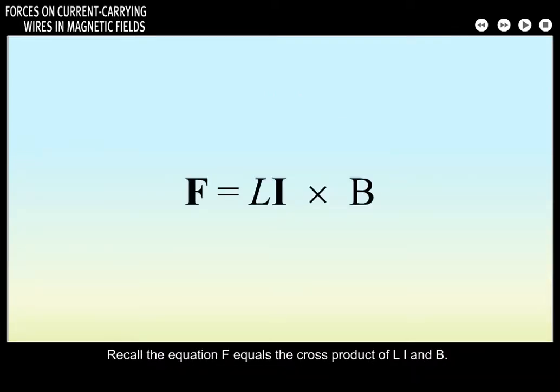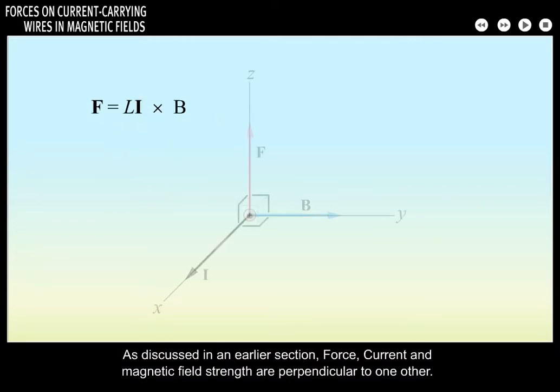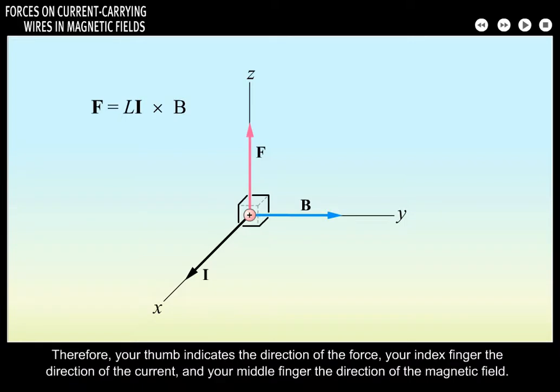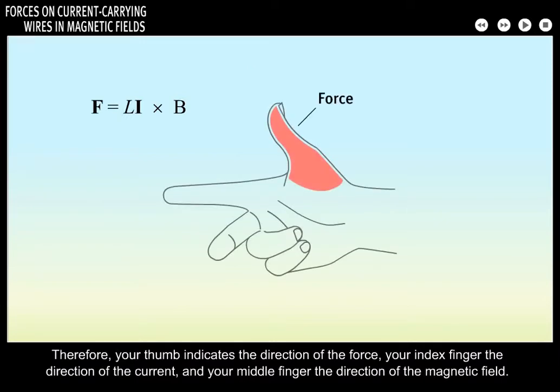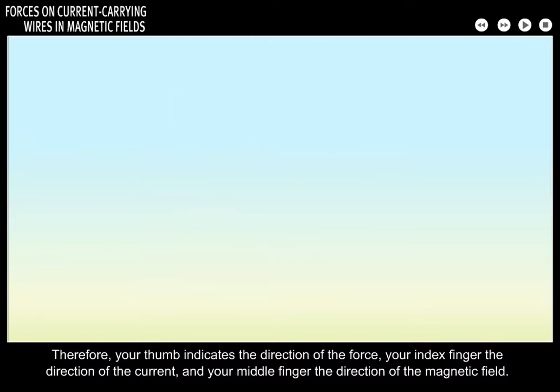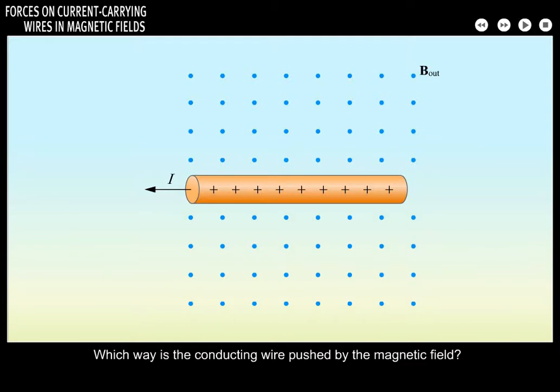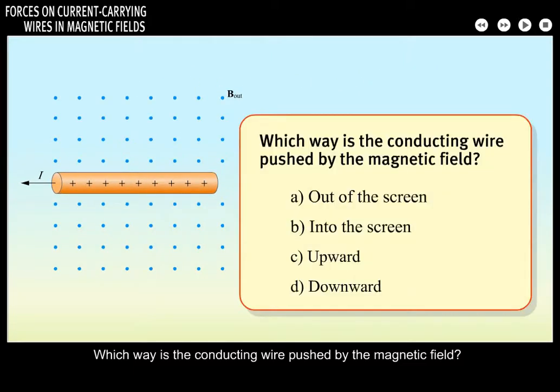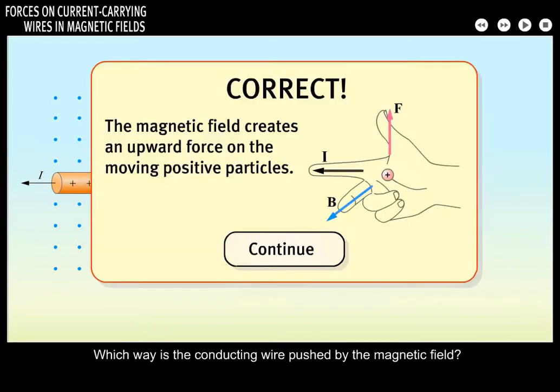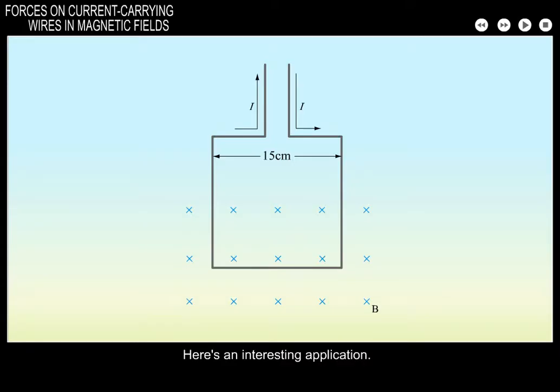Recall the equation F equals the cross product of L, I, and B. As discussed in an earlier section, force, current, and magnetic field strength are perpendicular to one another. Therefore, your thumb indicates the direction of the force, your index finger the direction of the current, and your middle finger the direction of the magnetic field. Which way is the conducting wire pushed by the magnetic field? Correct.